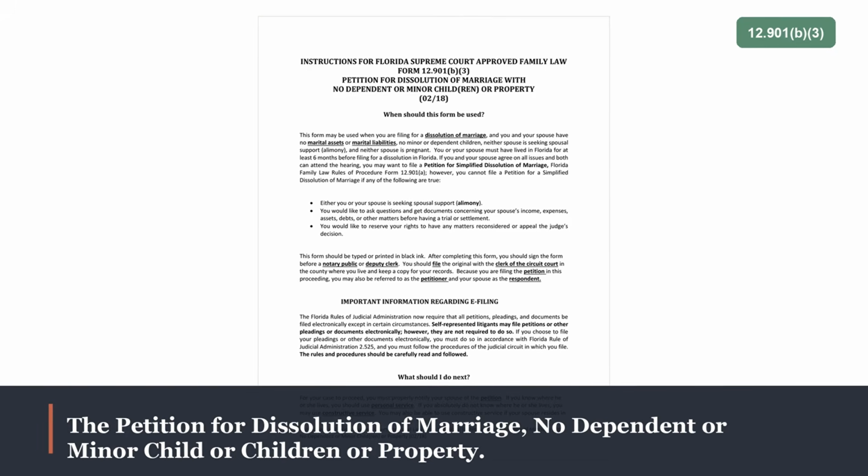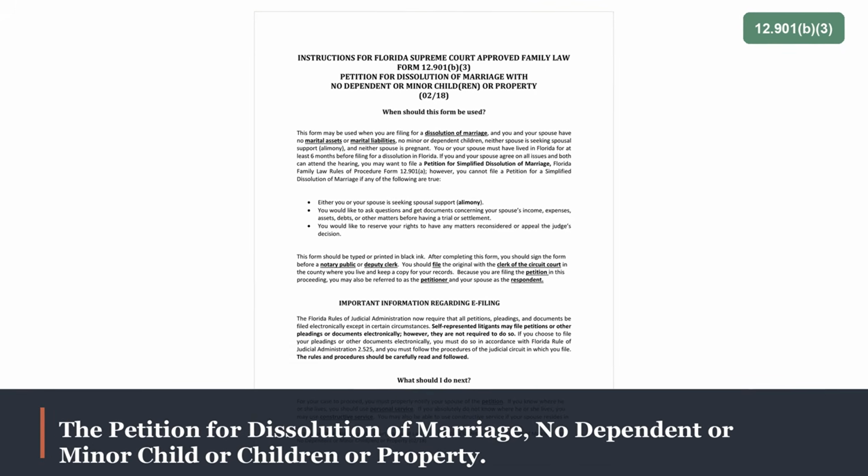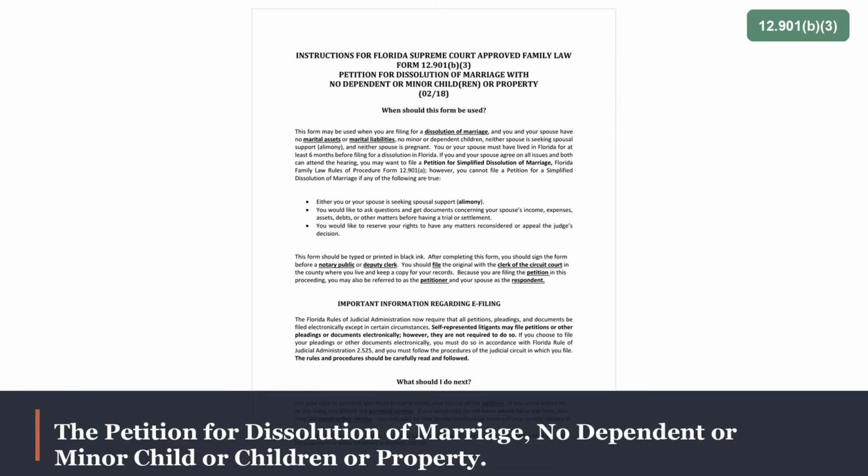The petition for dissolution of marriage, no dependent or minor child or children or property, Form 12.901b, 3, is the standard one-sided petition instead. One spouse files it, and the other is formally served. This form has its own dedicated Virdix video that walks through it section by section.